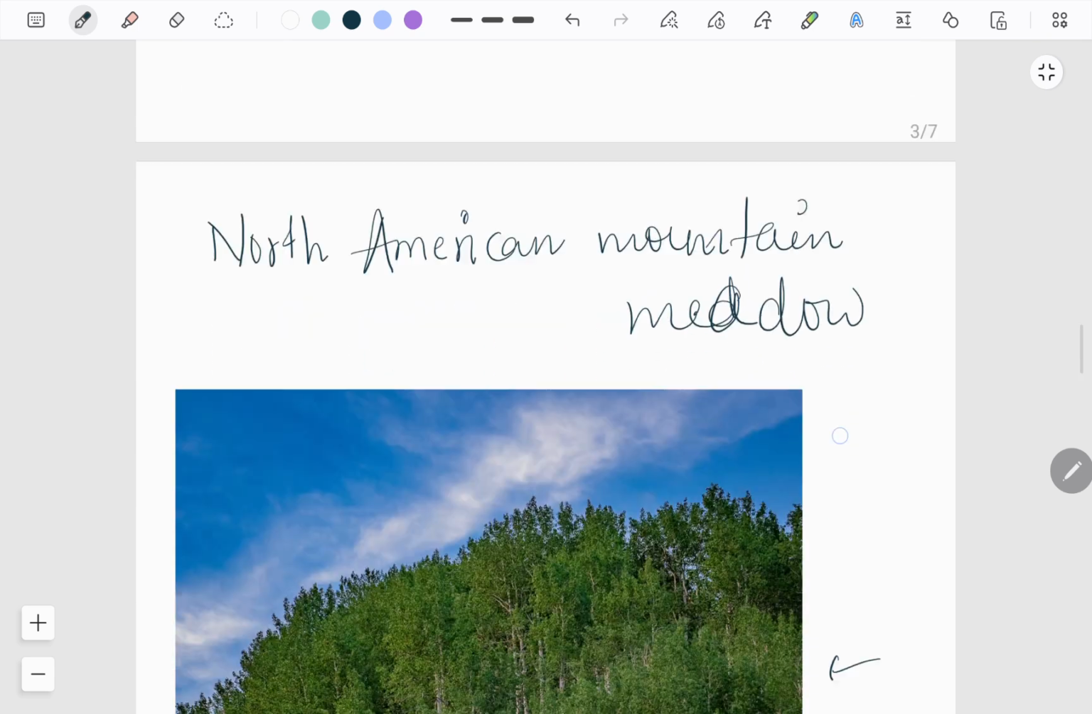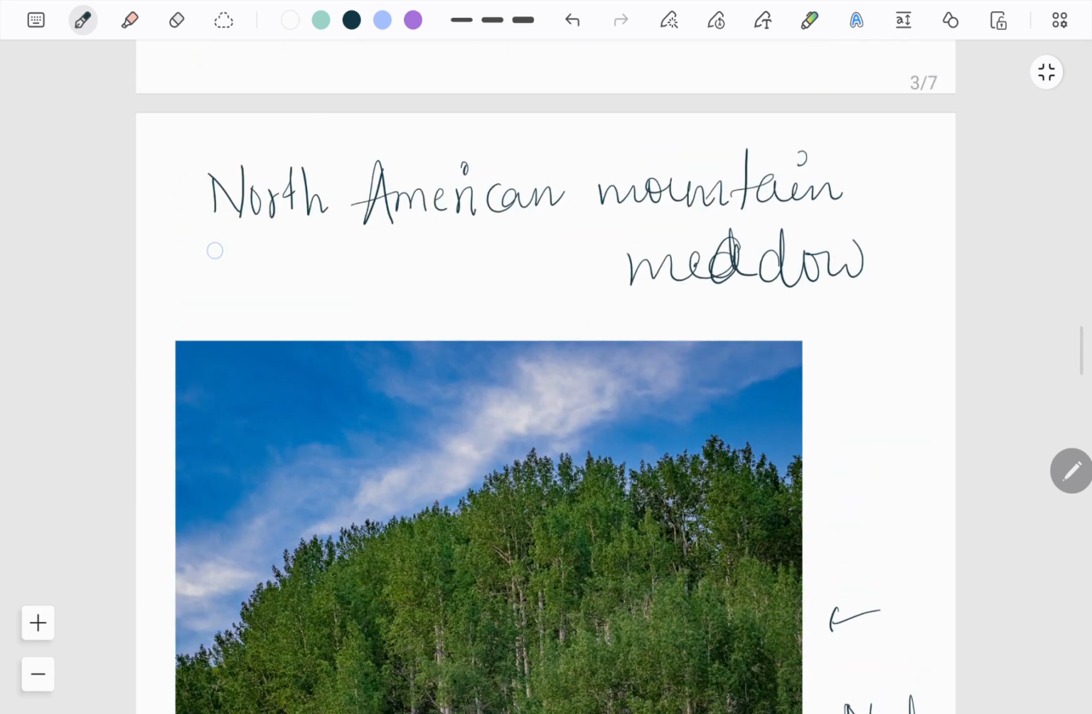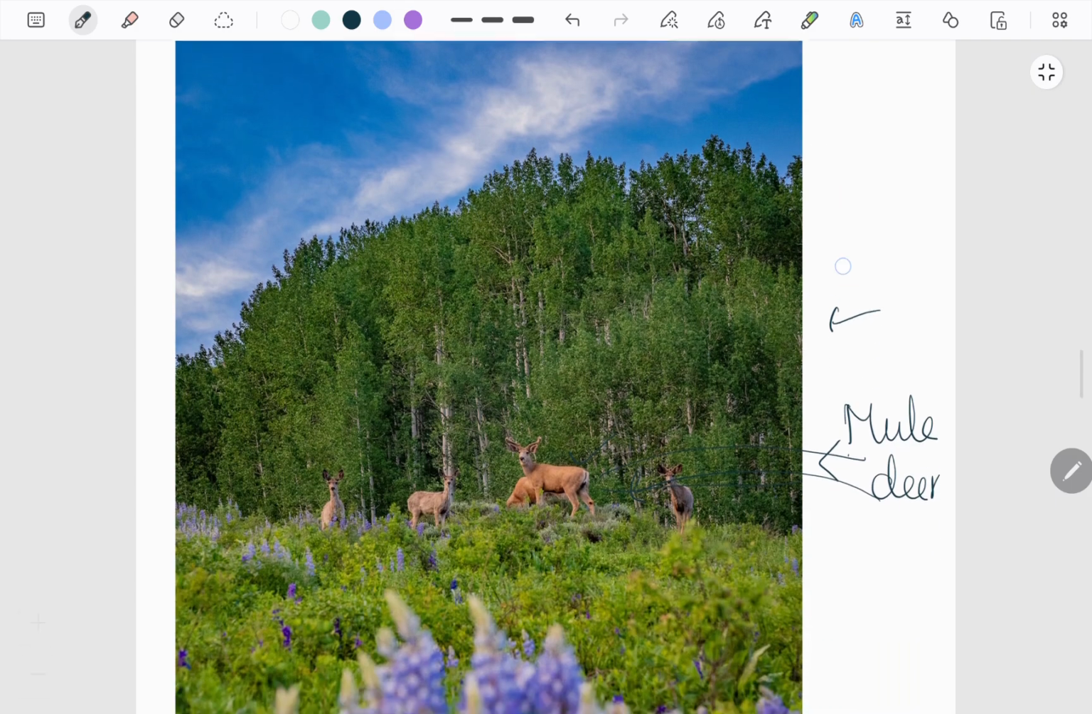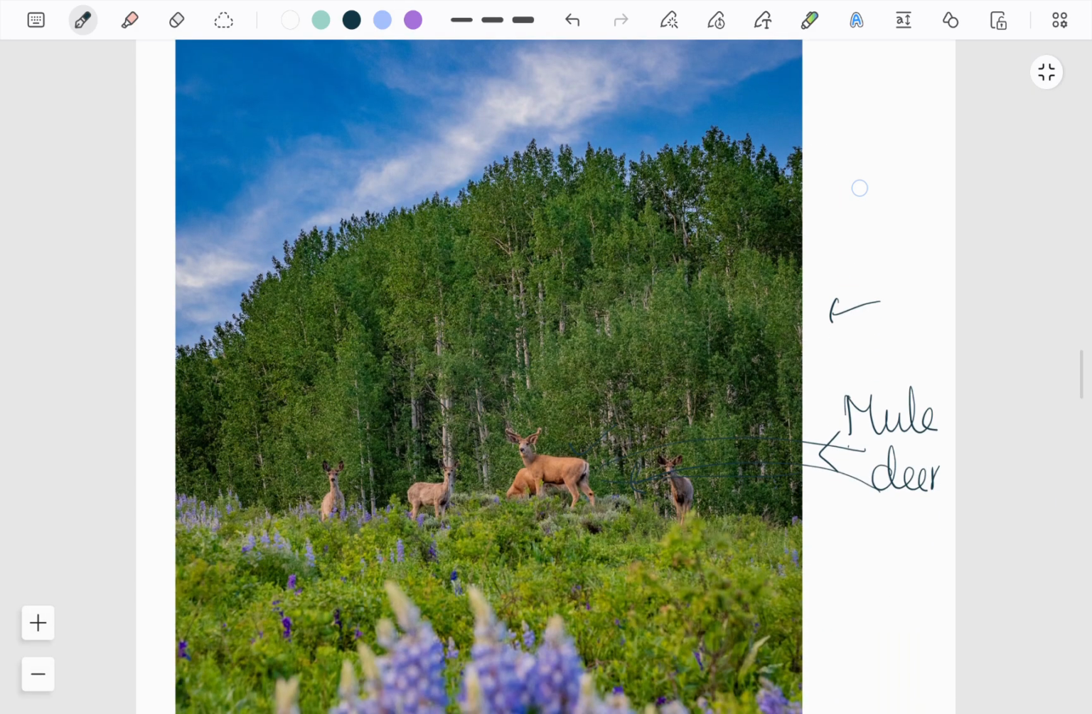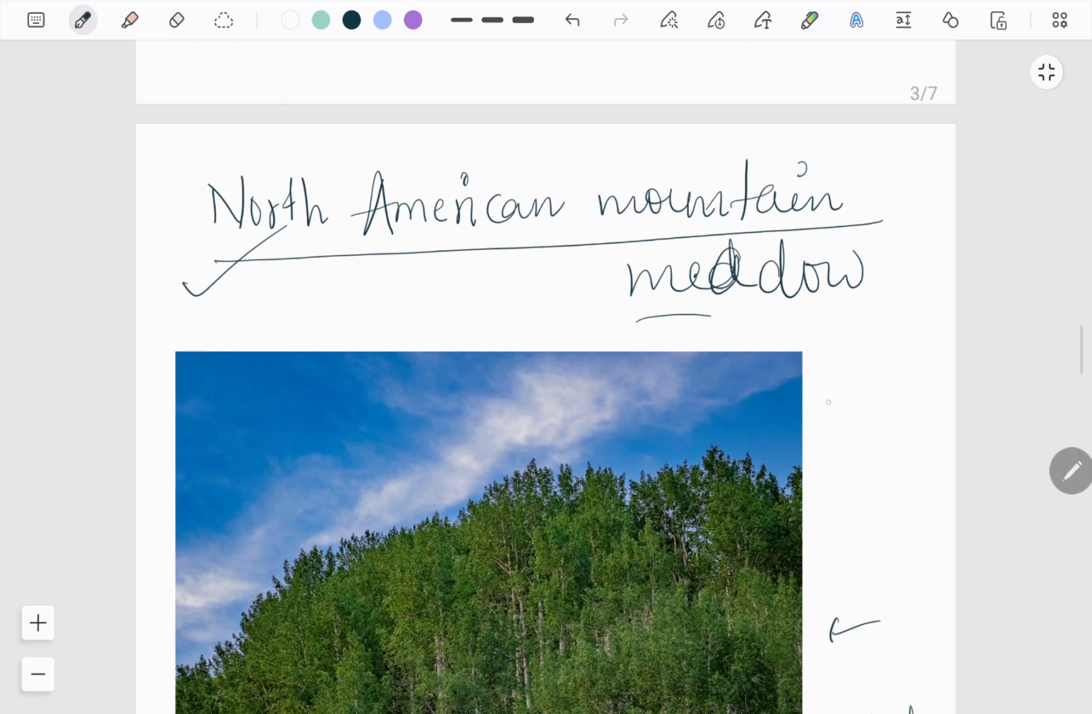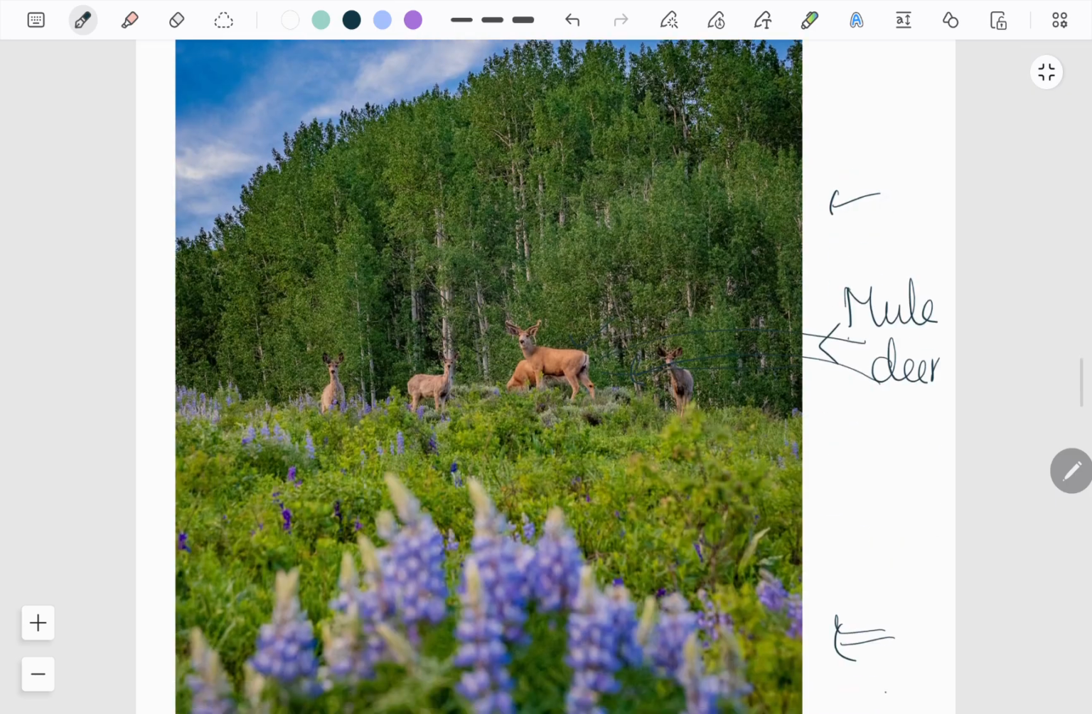Now, here you can see the ecosystem in North American mountain meadows. See, North America is a particular area. This North American mountain meadow is a particular given area. So here this is an example of ecosystem with different communities. For example, mule deer, lupines.